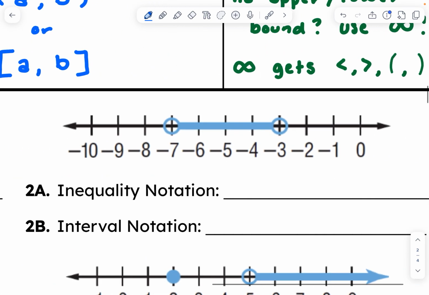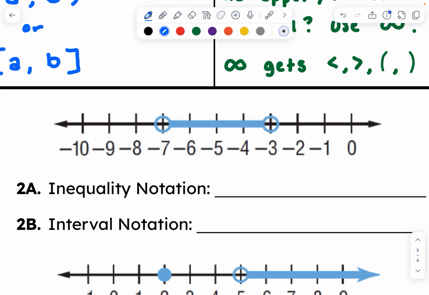On this example, you'll notice that the circle is now open. This means that the value can be anything in between -7 and -3, but it can never actually be -7 or -3. My answer could be something really, really close, like -6.99999 repeating, but it'll never actually be -7.